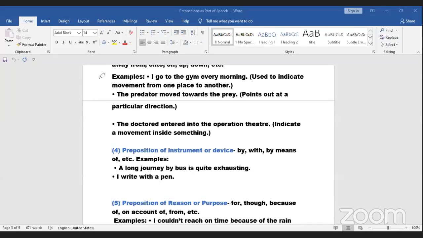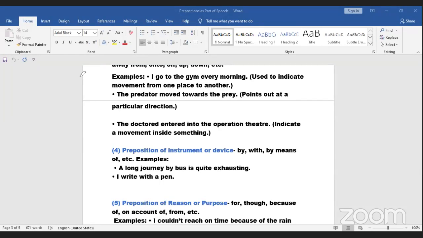Okay. Now that is one thing. Now, prepositions of instrument or device. Instrument or device is like by what means. If I'm talking about a journey, then the means of transportation: by air, by car, by bus, by road, which is the means of transportation. Okay, mode of transportation, that is "by".